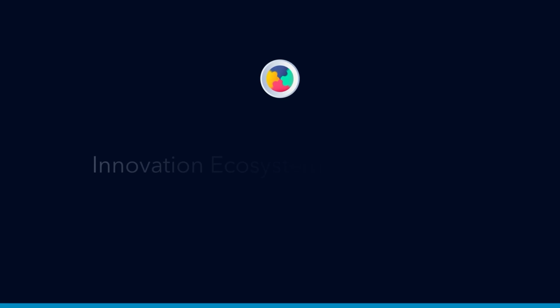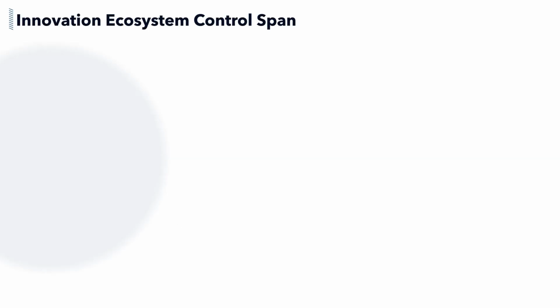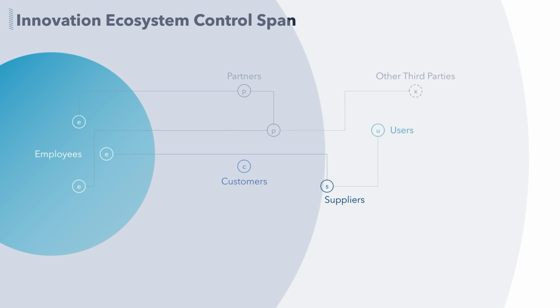Let's look into the innovation ecosystem control span. Managing the innovation ecosystem requires recognizing the span of control over the various resources. The internal ecosystem, which includes everyone inside the organization, is under the domain of control. This means that it is easy to supervise them or assign them tasks within their scope of responsibilities.